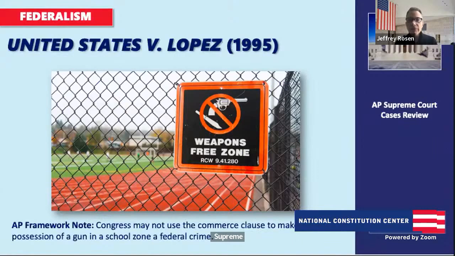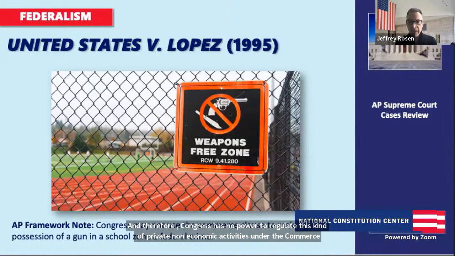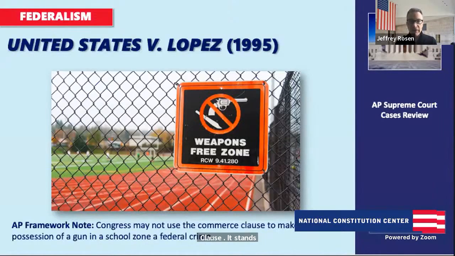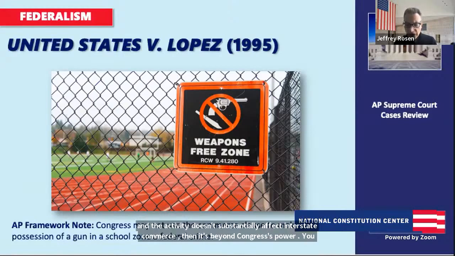It stands for the basic proposition that the national government is one of limited powers. And the court holds that if Congress is trying to regulate a non-economic activity and the activity doesn't substantially affect interstate commerce, then it's beyond Congress's power. So you can regulate non-economic activities, but they have to have a substantial effect on interstate commerce. And Lopez establishes a framework for evaluating constitutional challenges to congressional laws.